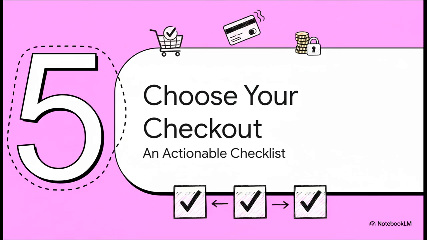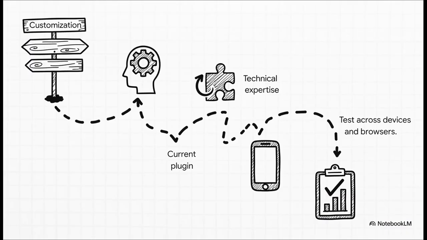So, the big question, how do you put all of this together and actually make a decision? Well, to help you out, we've put together a simple, actionable checklist to guide you to the checkout that's a perfect fit for you. Think of this as your roadmap. First, just take a second to assess your needs versus your resources. Like, be honest. How much customization do you really need? And what's your technical skill level and budget?